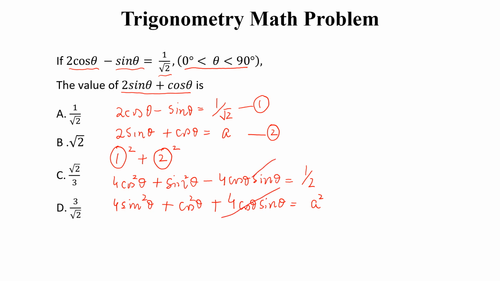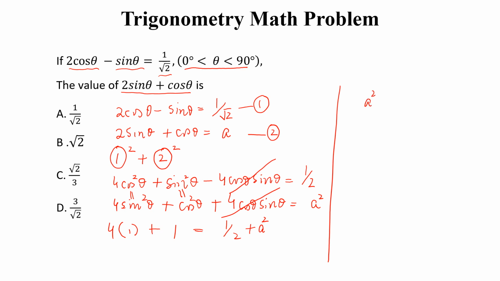Now this term will be cancelled with this, and this is equal to 1. Similarly here we will take 4 common, and this is equal to 1. So 4 into 1 plus 1 equals 1 over 2 plus a square.